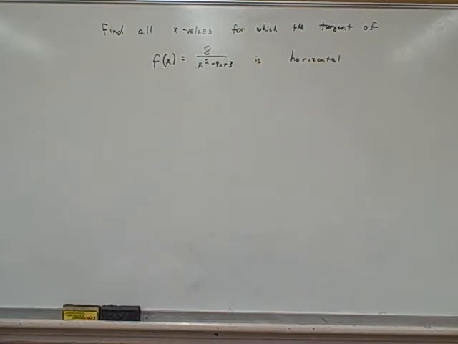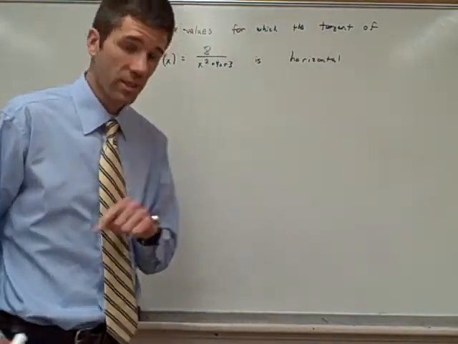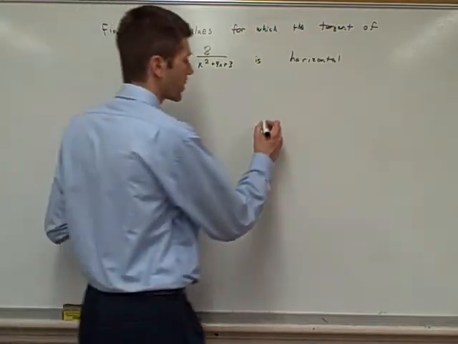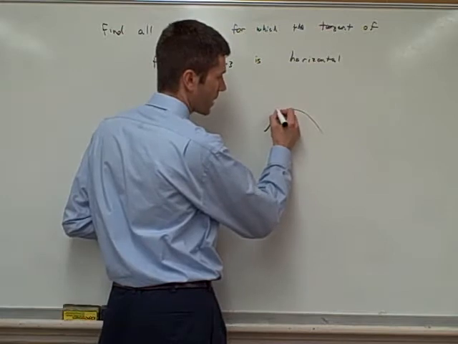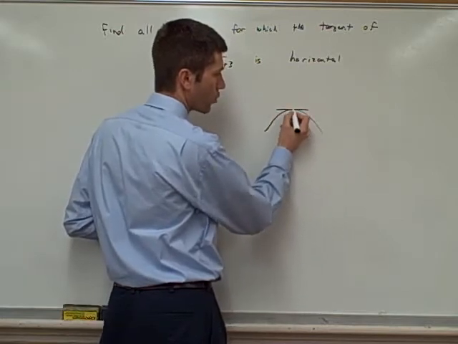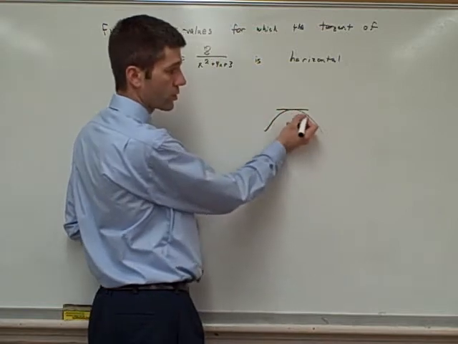We're going to find all x values for which the tangent of that is horizontal. Okay, if a tangent line is horizontal, then the derivative is 0. Basically, we got some kind of graph going on here. Where the tangent line is horizontal, the rate of change is neither increasing nor decreasing.